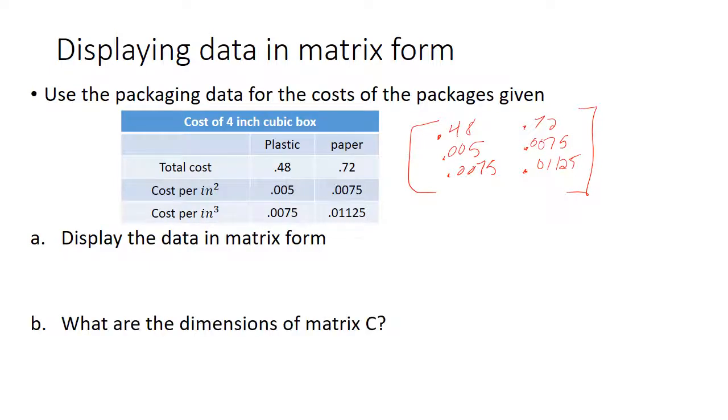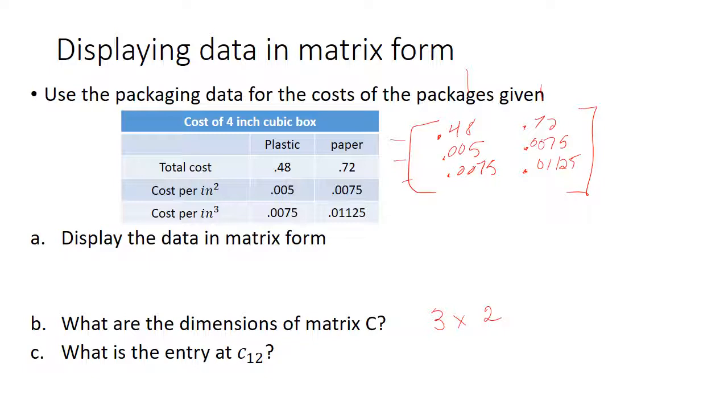So what are the dimensions of our matrix? Remember, you do how many rows by how many columns. So we have 1, 2, 3 rows, and then we have 1, 2 columns. So we would say this is a 3 by 2 matrix.